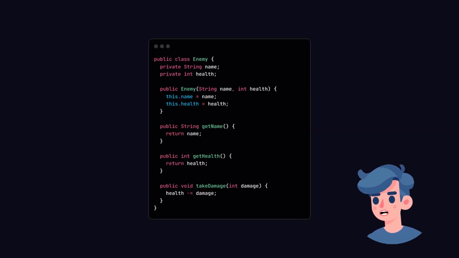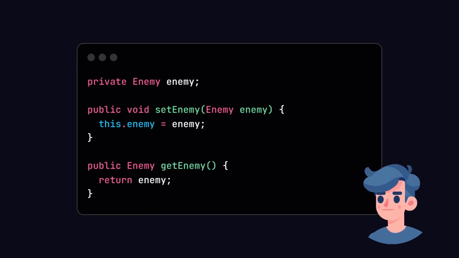Next, let's implement a simple combat system in our game. We can create an enemy class and allow players to engage with it. First, let's create an enemy class. The enemy class allows us to create enemies with health points. To incorporate combat, we need to modify our room class to potentially include an enemy. We'll add a field for the enemy in the room class.